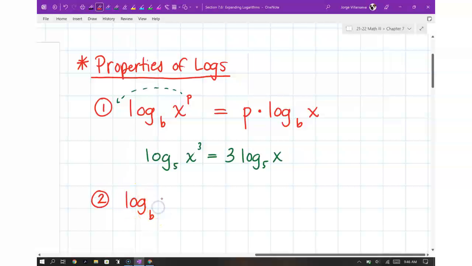If you have log base b of things that are multiplying, so it can be an x times y, it can be a 2 times x, okay, or a 4y or whatever, okay, but they're two things that are considered a product. Then you can rewrite it log base b of x plus log base b of y. So it's like you separate them.